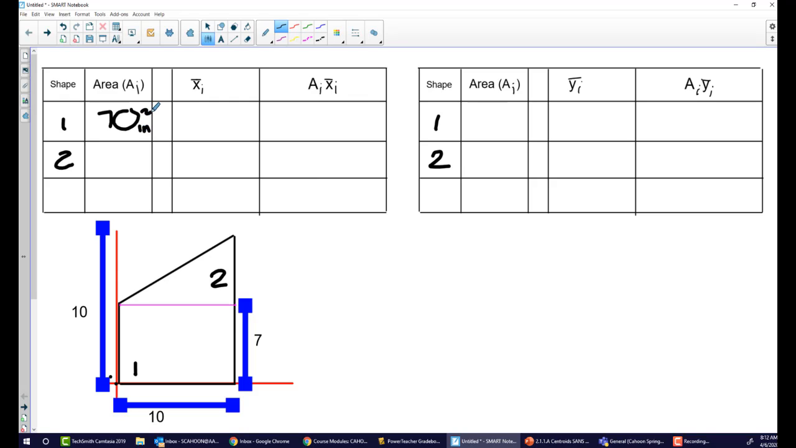Okay, and shape 2, remember, it's 1/2 base times height. So the base is 10 inches. The height of the triangle is 3, right? Because the whole thing is 10 and this part is 7. So the height is 3. So 3 times 10 is 30. 1/2 base times height, so that's going to be 15 inches squared.